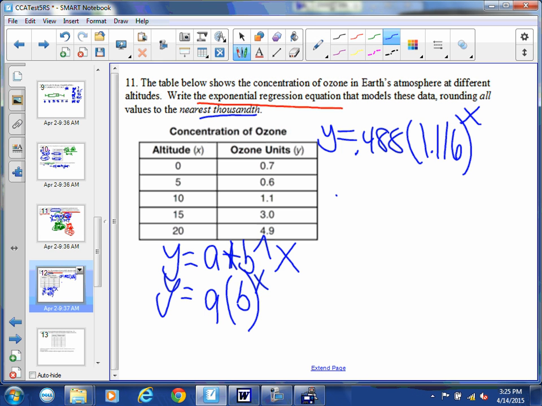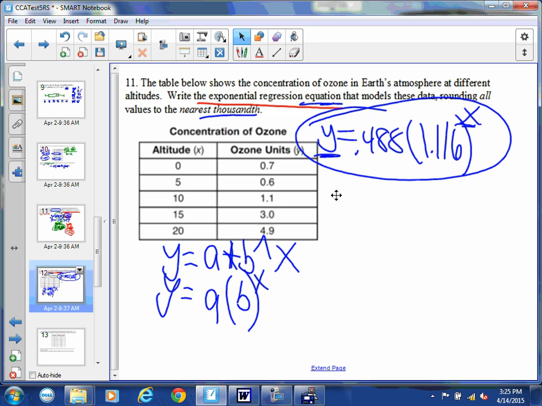When it asks for an equation, you must have a y and an x. That's my equation. It's not asking me a follow-up question. If it did ask me a follow-up question, then I would substitute my value for x after I have my initial one.